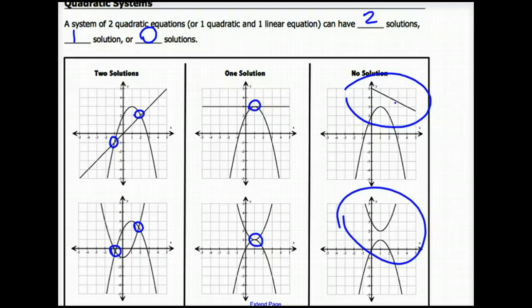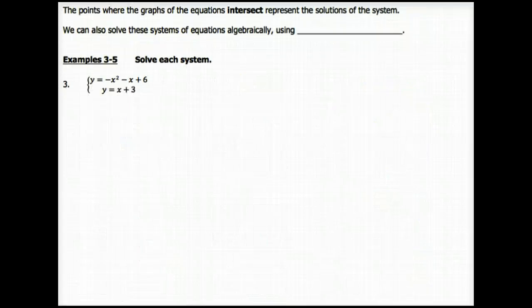So when we're solving a system of quadratic equations, we're basically finding the number of intersection points and what the coordinates of those intersection points are, and these are the different scenarios you could get. 2 solutions, 1 solution, or no solution. And we're going to solve all of our systems here in the next 3 examples using the substitution method.